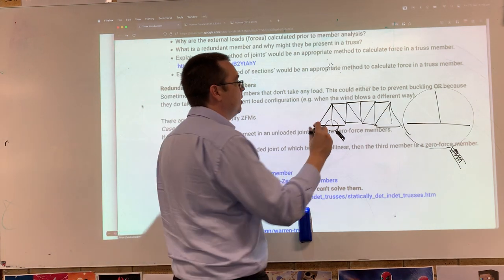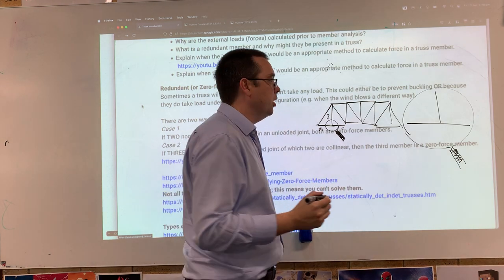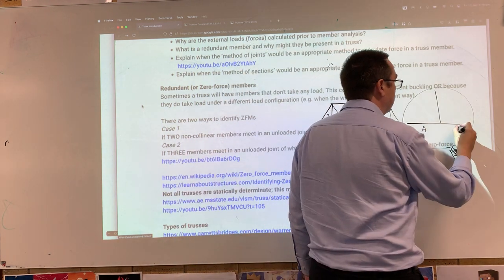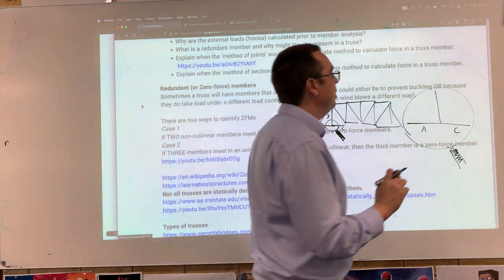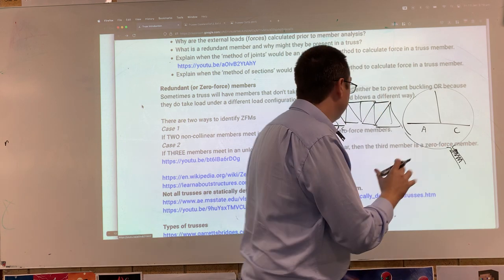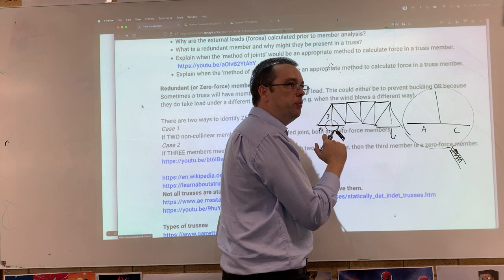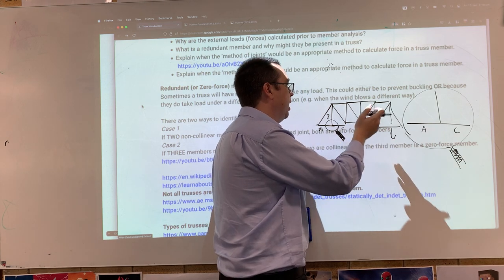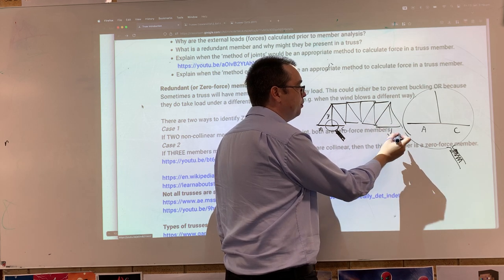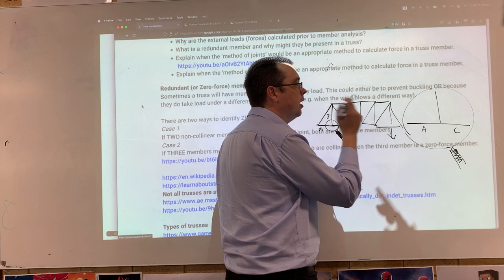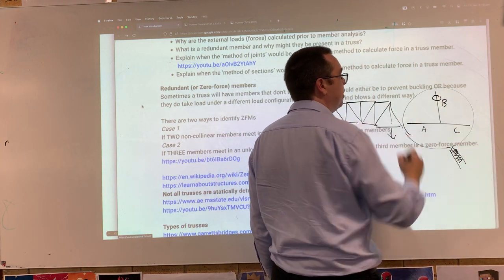Okay, let's call this Alice, Bob, and Charlie. Alice and Charlie, they're collinear. They're on the same line. So that means that there's no force being applied. If there's, let's say on this side here, something being loaded on there, some force being applied, in that case, it's not a zero force member. But here, Bob has to be zero.